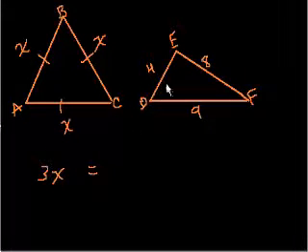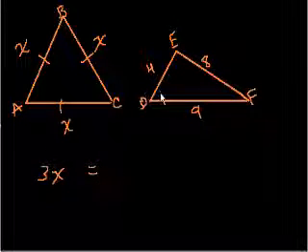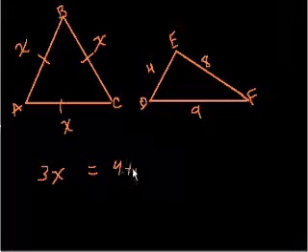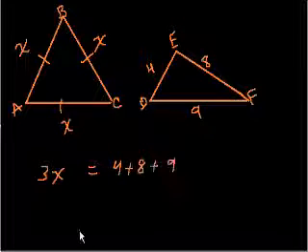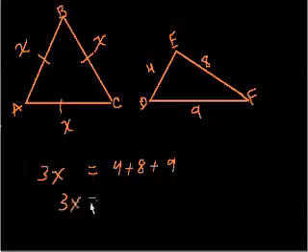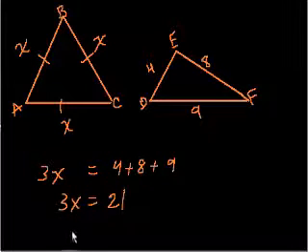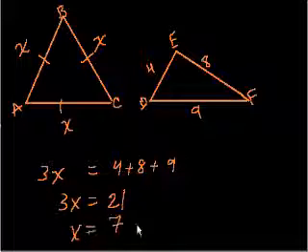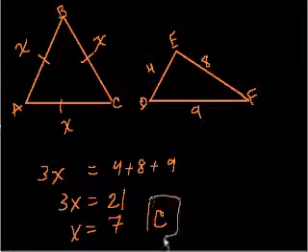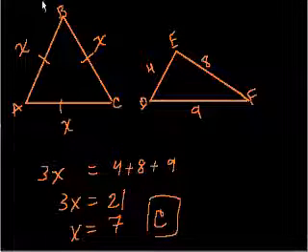And they say that that's the same thing as the perimeter of this triangle. What's the perimeter of this triangle? It's 4 plus 8 plus 9. So 3x is equal to, what's 12 plus 9, is 21. X is equal to 7, and that is choice C, and we are done. Next problem.